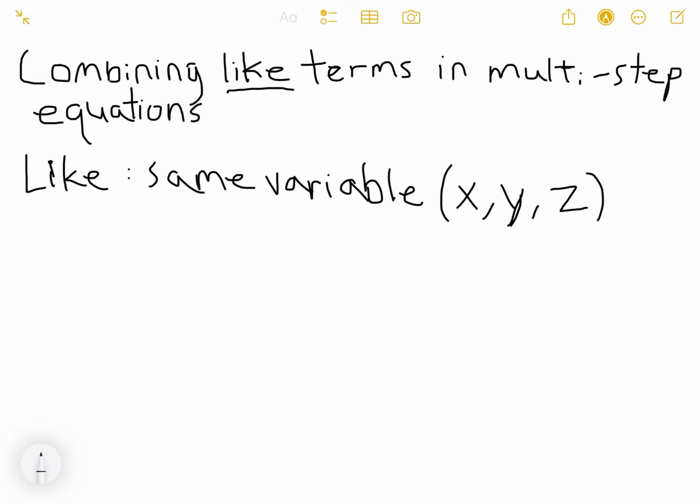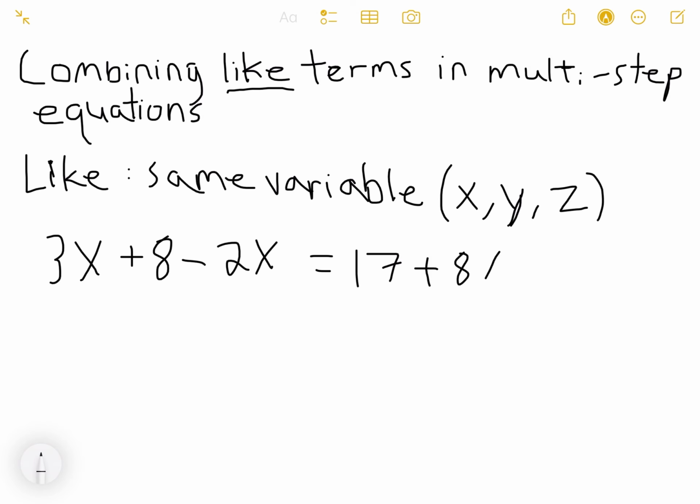So then if we are going to combine them, we'll go as we go along. We'll do an example, and then we'll explain as we go. But first, I have 3x plus 8 minus 2x. And then on the other side of the equation, I have 17 plus 8x minus 23.